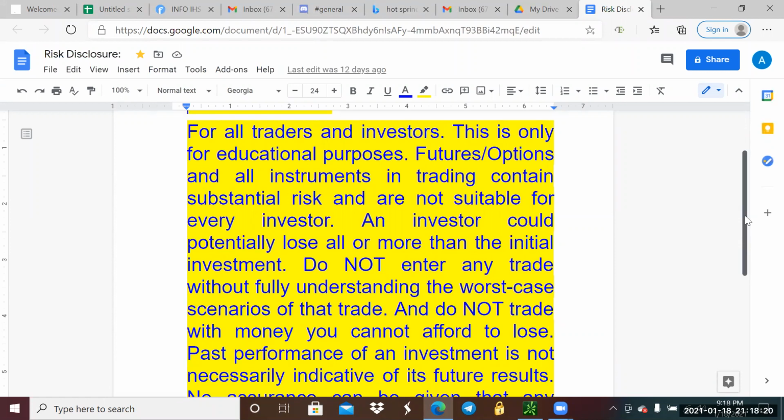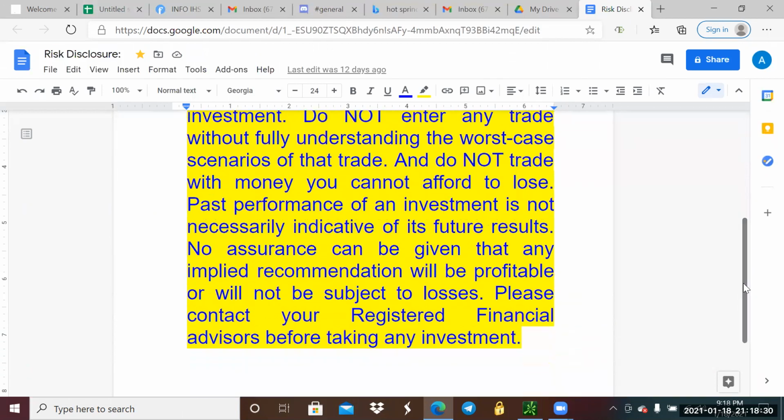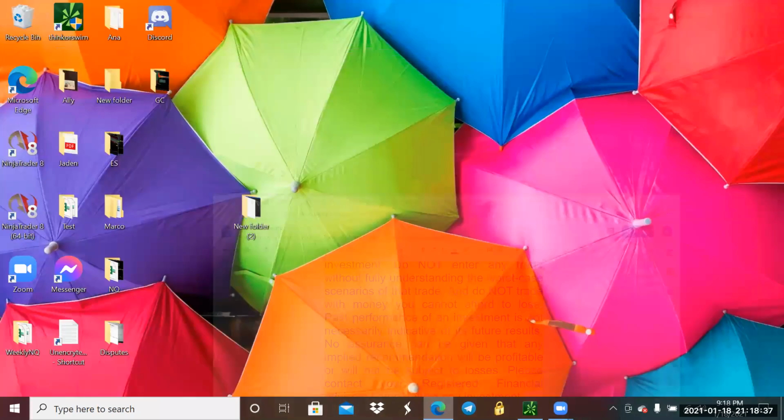Past performance of an investment is not necessarily indicative of future results. No assurance can be given that any implied recommendation will be profitable or not be subject to losses. Please contact your registered financial advisors before making any investment. So we are done with that.